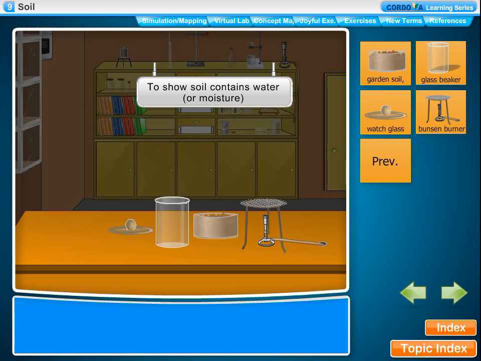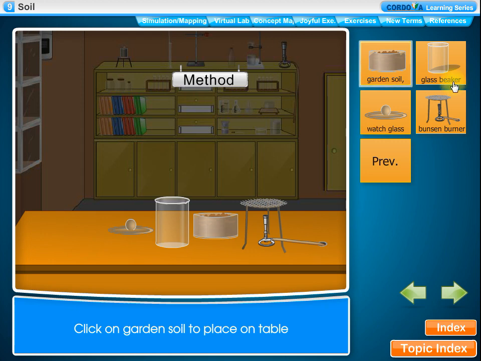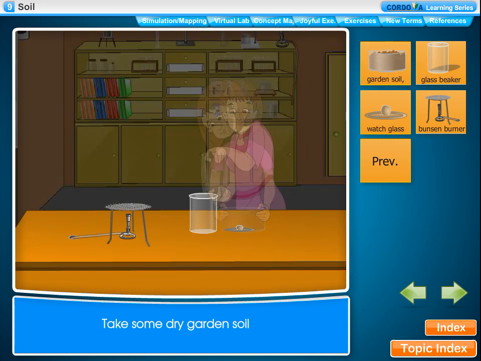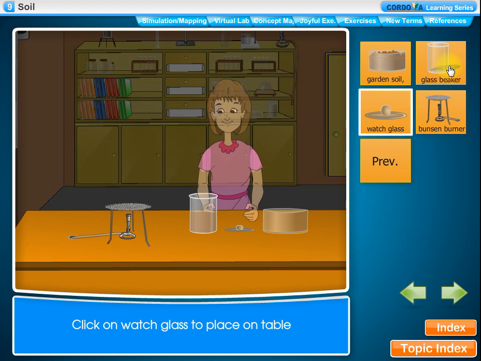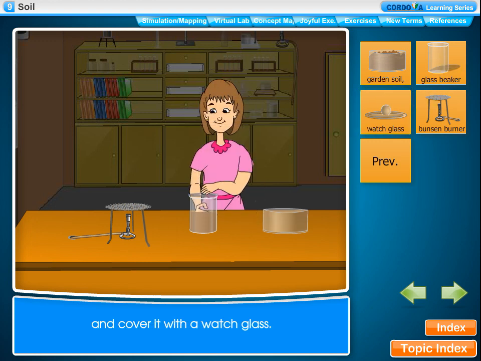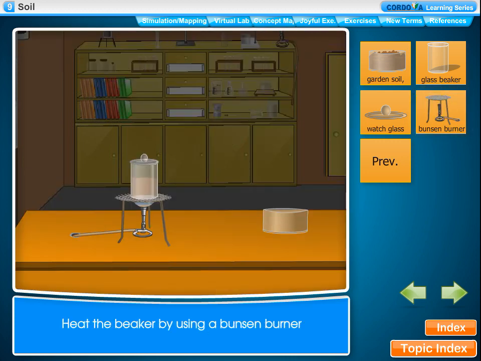To show soil contains water or moisture. Things needed: dry garden soil, glass beaker, watch glass, Bunsen burner, tripod stand. Method: we take some dry garden soil in the glass beaker and cover it with a watch glass. We heat the beaker by using a Bunsen burner.